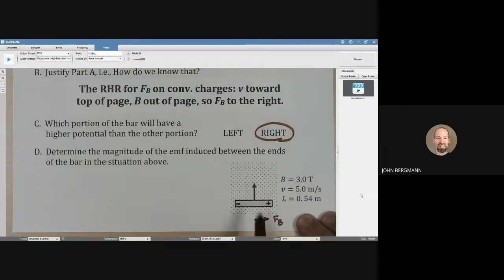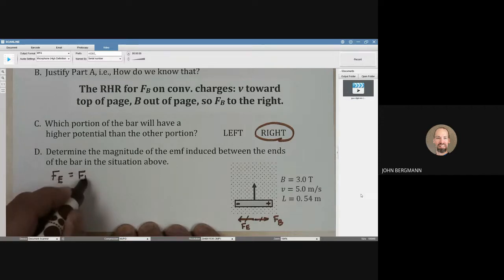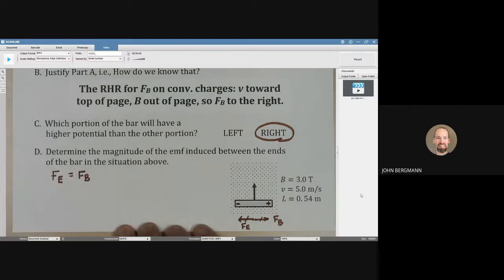And if this is moving at a constant speed, then inside the bar there is an electric field that points to the left. So there's going to be an electric force on the conventional charges toward the left, where that is going to be numerically equal to that. So we have an electric force that's numerically equal to the magnetic force, since we're moving at a constant speed and things aren't changing anymore.